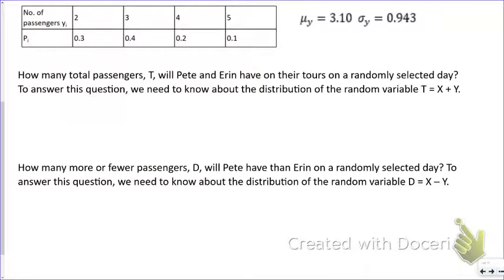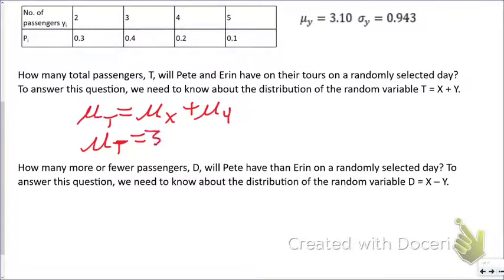So let's practice that. All we do is we plug in the mean of x and the mean of y, the mean of Pete and the mean of Erin. So mu t is mu x plus mu y. Mu t is 3.75 plus 3.1. Mu t is 3.85.